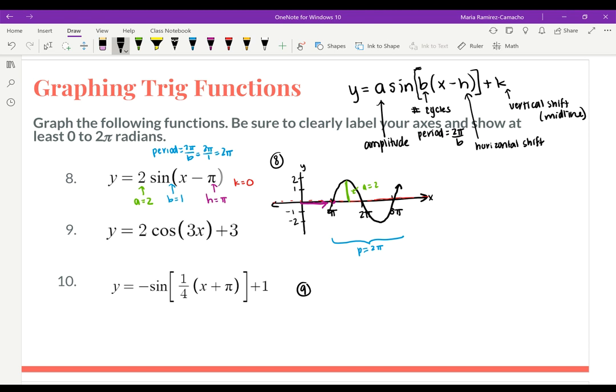For number 9, another amplitude of 2. Here our b value is 3. So the period is 2 pi over b, so 2 pi over 3. No horizontal shift. And our midline is at 3.